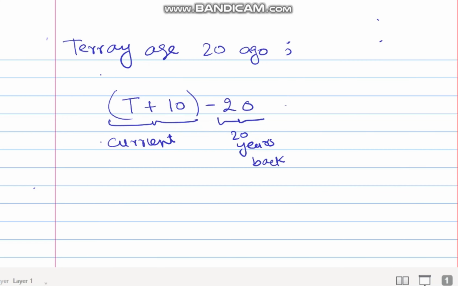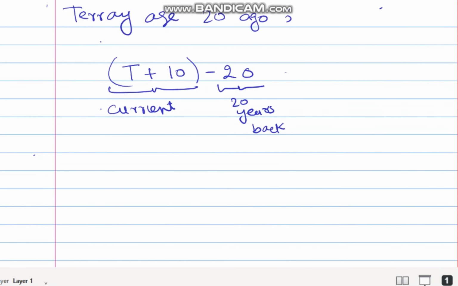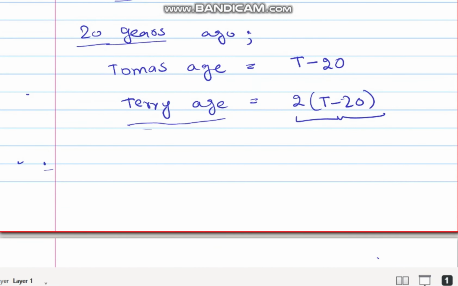Okay, I am saying that this is the main thing now. So this is one form of the age of Terry 20 years ago. One form is this one, and another form we have is this one. This is also the age of Terry, sorry, 20 years ago, 20 years back.